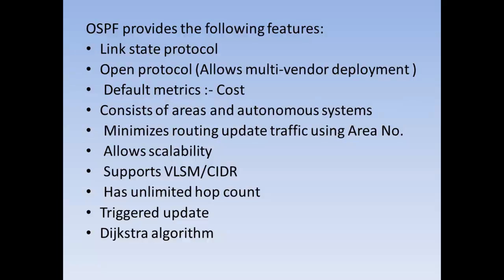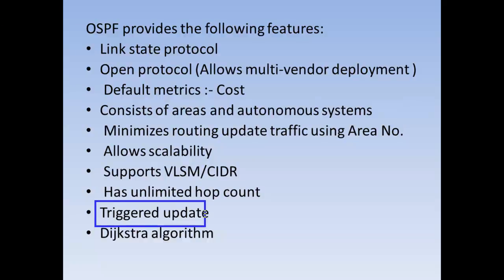Support VLSM, subnetting and CIDR. RIP version 1 can only understand classful IP. It means when it is sending the update to the neighbors, it does not send the subnet mask. But when OSPF sends an update to its neighbor, it also includes the subnet mask, so it understands VLSM, subnetting and CIDR. I have already explained the point about unlimited hop count.